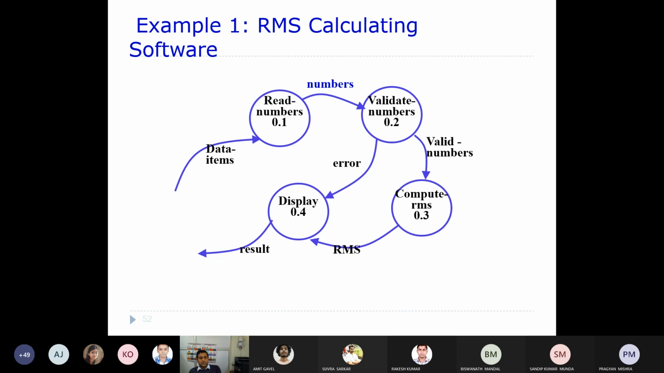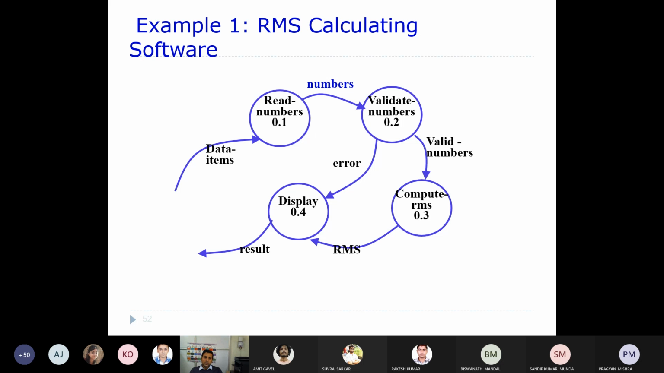The display processing function will display the result, I mean it is going to give it to the external entities who are going to consume this result. And if the number is not valid, maybe you send an error message. So this is exactly what we try to represent in data flow diagrams at level 1.